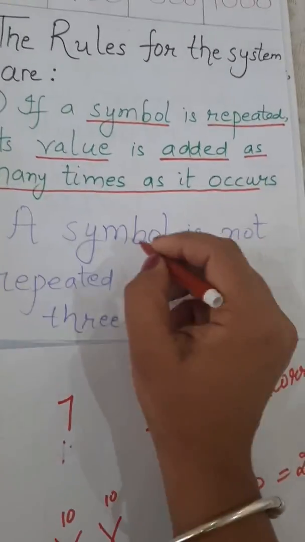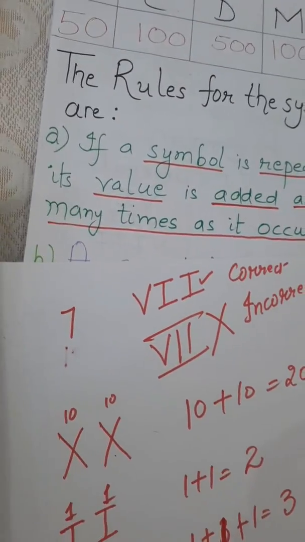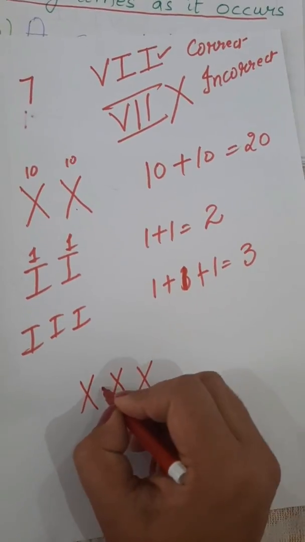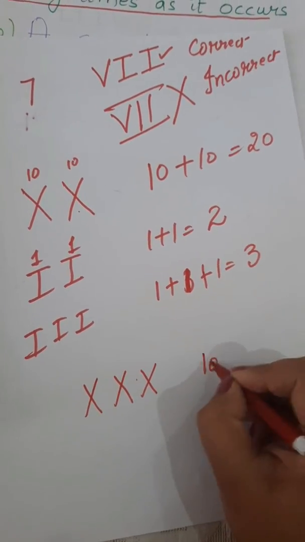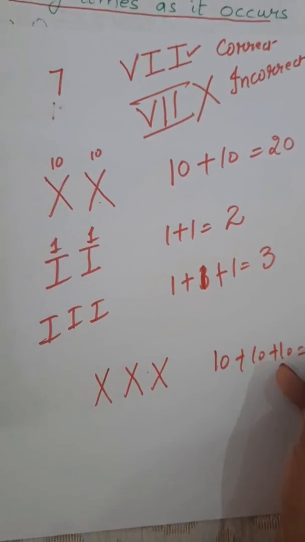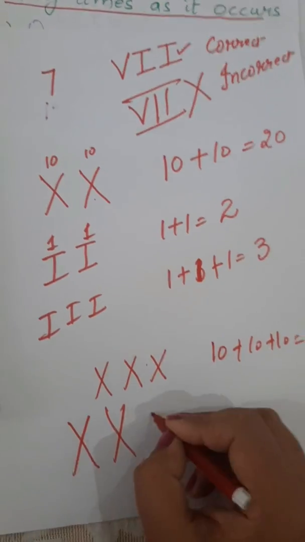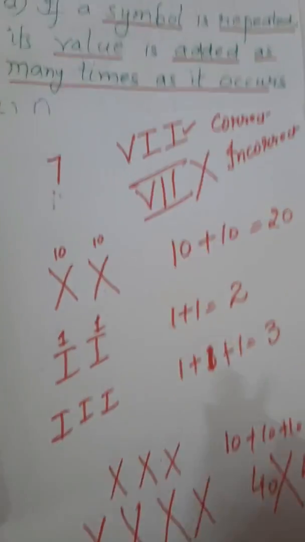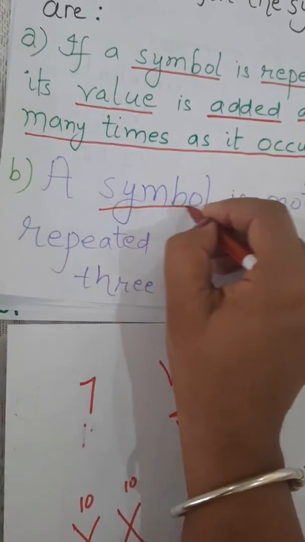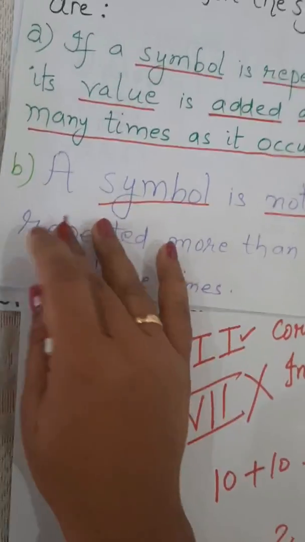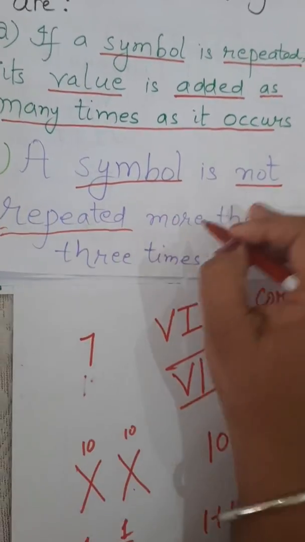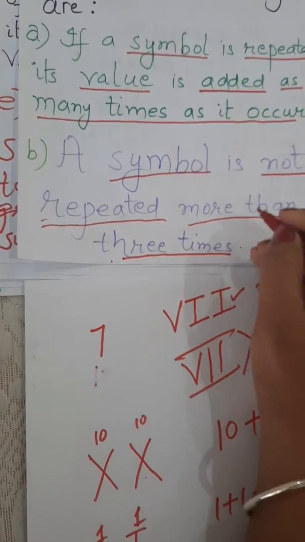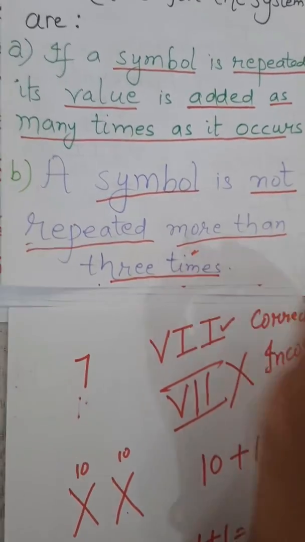For example, if I am writing X, it repeats 3 times, I will write 10 plus 10 plus 10 equals 30, but I can't write X 4 times. It is not 40, wrong, because as per the rule, a symbol is not repeated more than 3 times. So the maximum number of repetitions is 3.